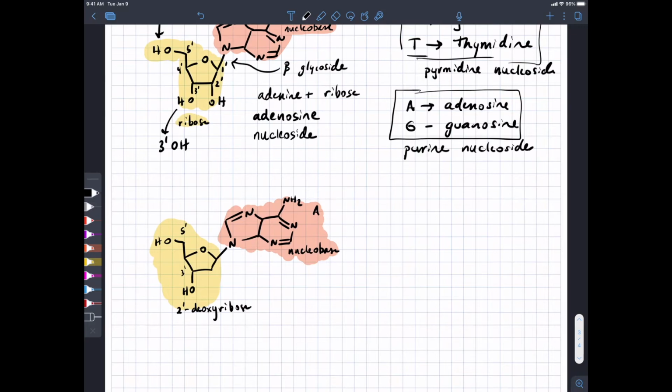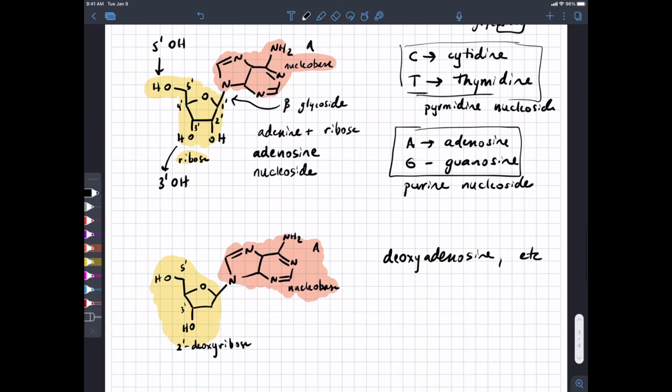So the nomenclature for the deoxynucleosides is just deoxy, adenosine, and so on. You just add the deoxy in front of it. Okay, so we'd abbreviate these as dA, dT, dC, and dG. The lowercase d indicates that we lack the 2' OH group. Other questions?